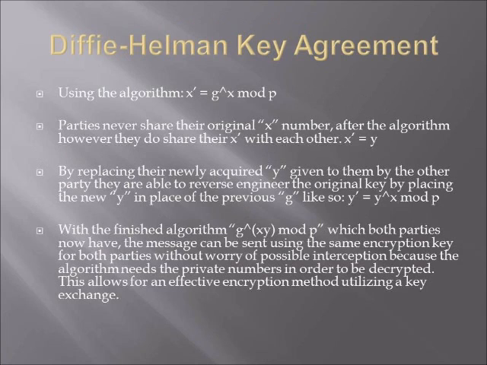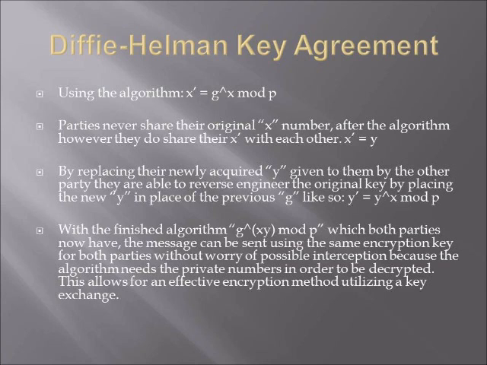The Diffie-Hellman key agreement is a public key cryptography using the algorithm x prime equals g to the x mod p, where x is a randomly generated private number for each party. Once calculated, each party sends its x prime to the other. Without the original hidden number, this new number is useless, and thusly not a potential vulnerability.